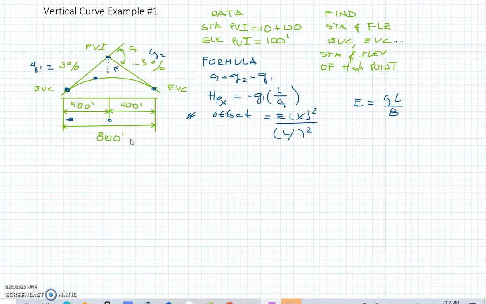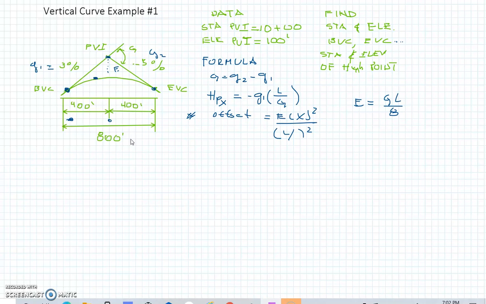My slope going up is positive, 3%. My other slope is negative because it is going down, minus 5%. My length of the curve is 800 feet. And they asked me for these questions, and I wrote here all the equations.